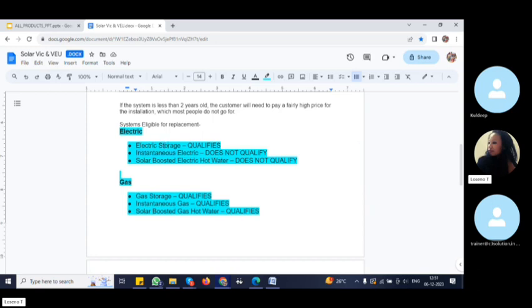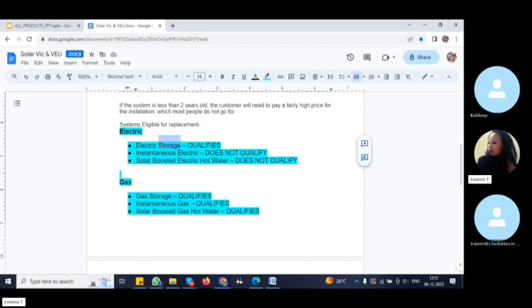Unlike the electric storage, here we have to store the water and then heat the water, keep it stored, and then use it whenever required. Once the storage is all empty, then they will refill it. We have to refill the water, and then once the water is refilled, then we have to heat it up.